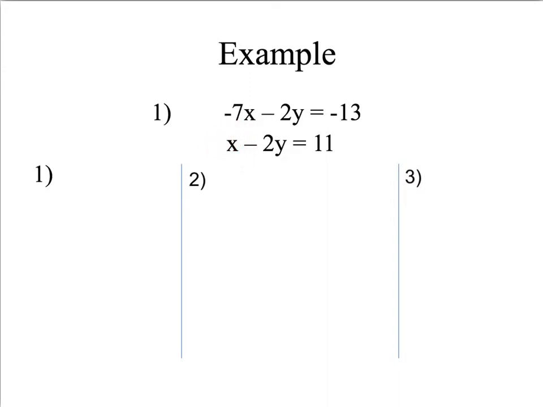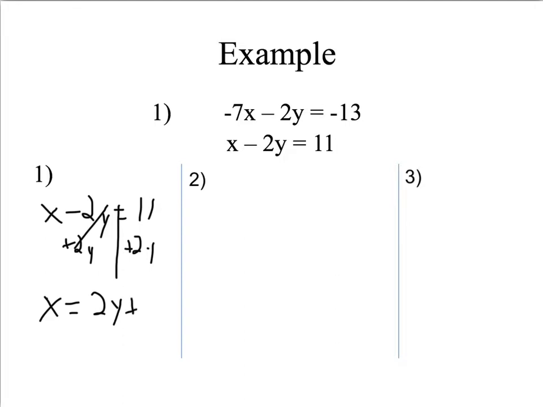So I'm going to take that equation down to column 1, and I want to solve for that x. So if I want to solve for the x, that means I want to add the 2y to both sides. The 2 y's cancel out, and I have just x is equal to 2y plus 11. Alright, so now I know what x equals.